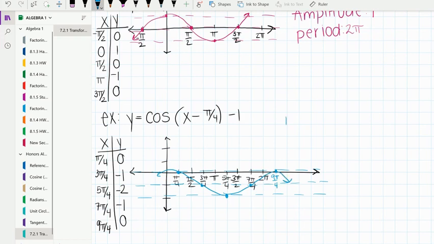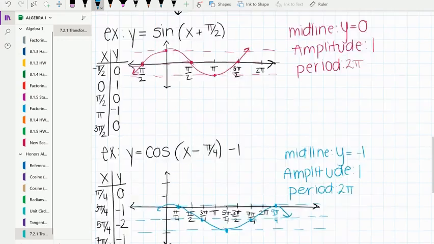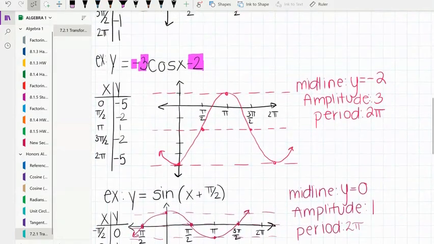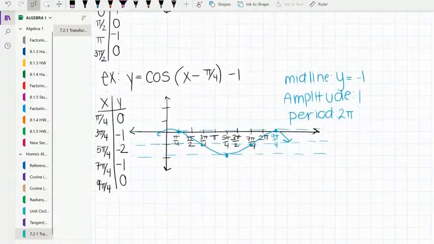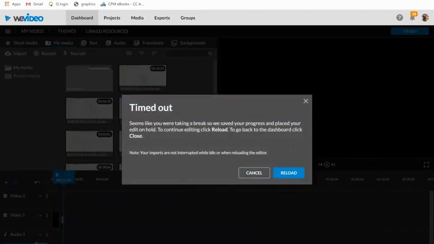And so we have the midline is y equals -1. The amplitude is 1, and the period still has not changed. It is still 2 pi. And I wanted to go back up. I know we graphed this one, but we didn't really talk about it. So obviously, since it's reflected, it's going to be facing downwards. So hopefully that helps you on transformations of trig functions. I know that was quite a lot.